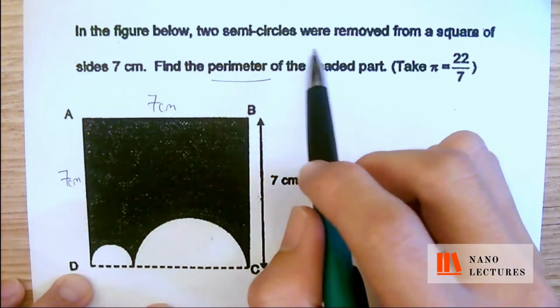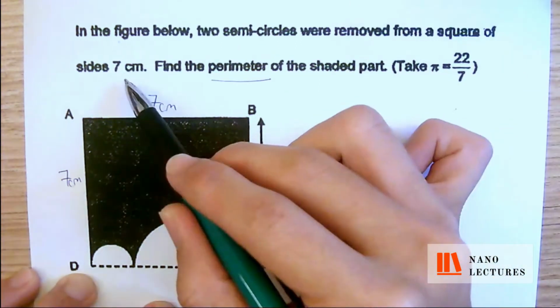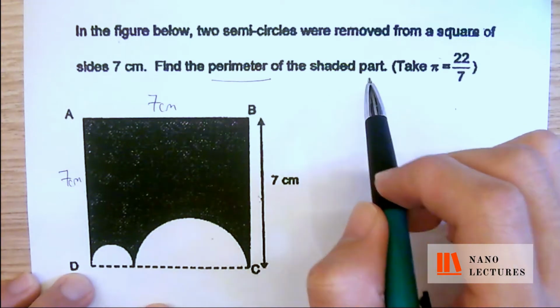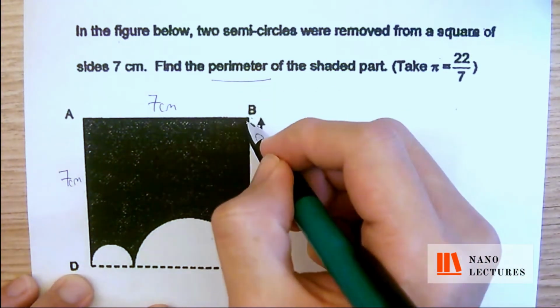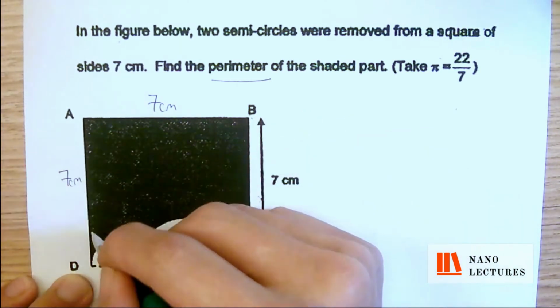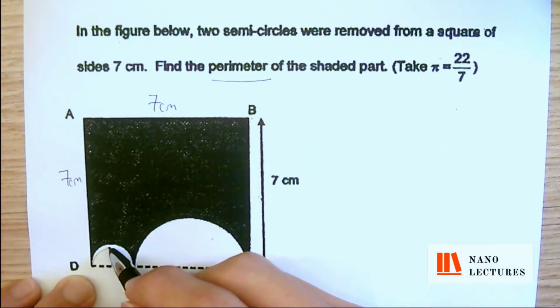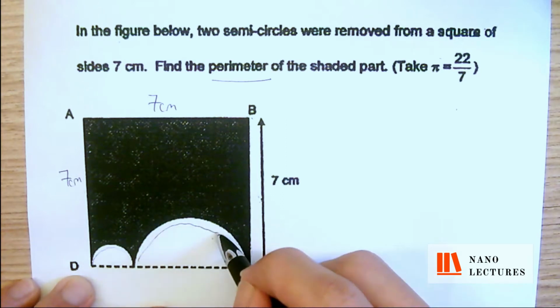In the figure below, two semicircles were removed from a square of side 7 cm. Find the perimeter of the shaded part. To find the perimeter of the shaded part, it will be 7. Since this is a square, it is equal length, right? So this will be 7 as well, and this will be 7. And after that, we need to add the circumference of this, and then this.